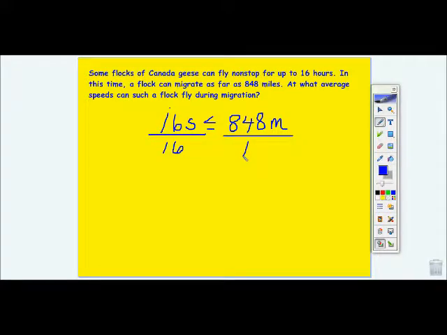Whoops, why did I have an m in there? I guess I was going to write miles. I didn't even see that. Let me get rid of that, otherwise it looks like we have two variables. When I was talking, I was going to write miles in there. Divide both sides by 16.